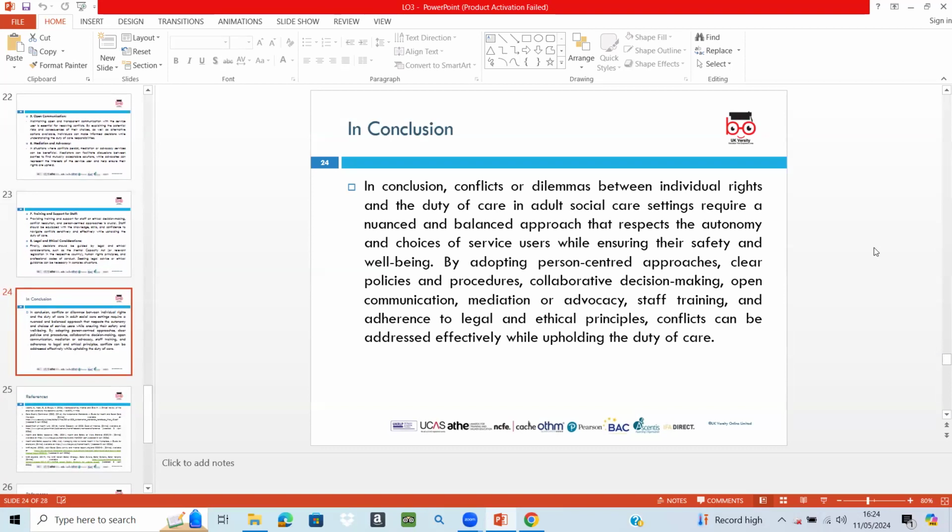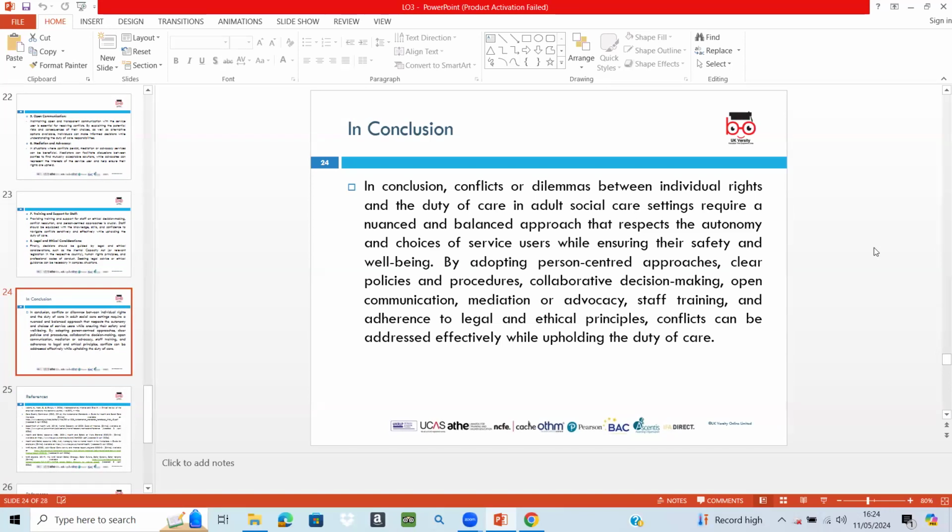Then we have the conclusion. Right. So, in conclusion, we can say that addressing conflicts and dilemmas between individual rights and the duty of care in adult social care setting, it necessitates a balanced approach that honors the autonomy and choices of service user while prioritizing their safety and well-being.